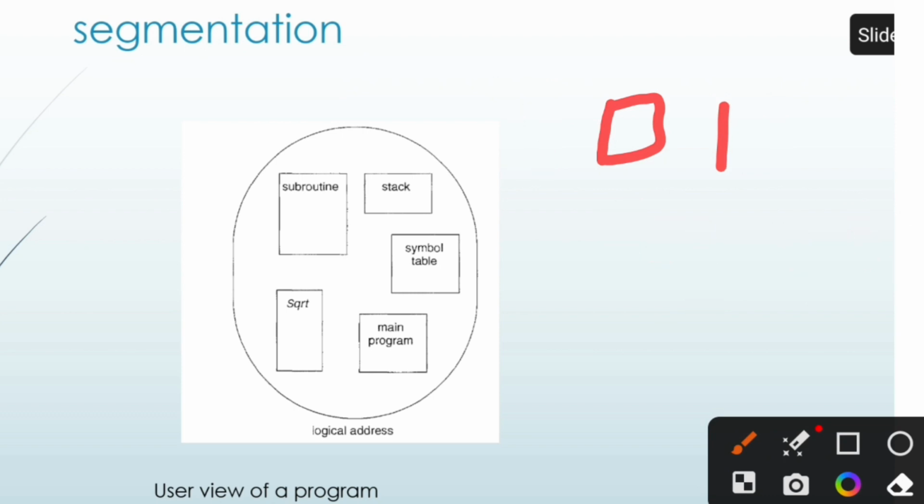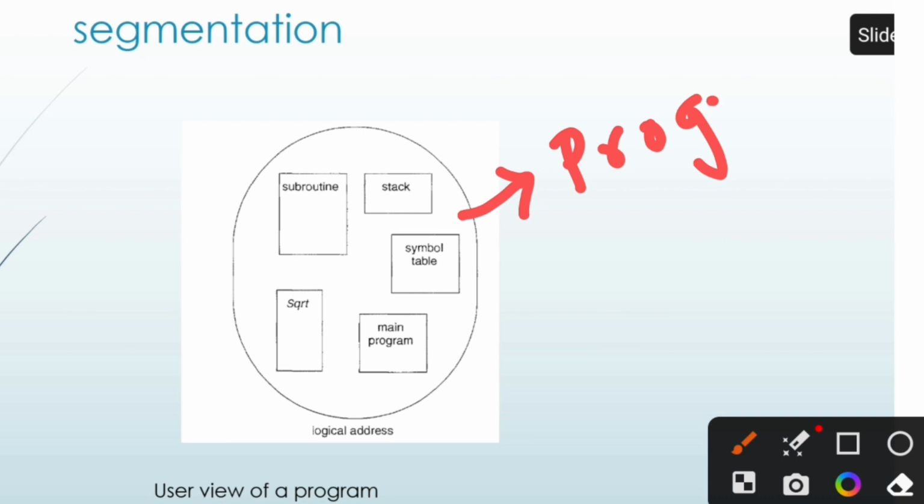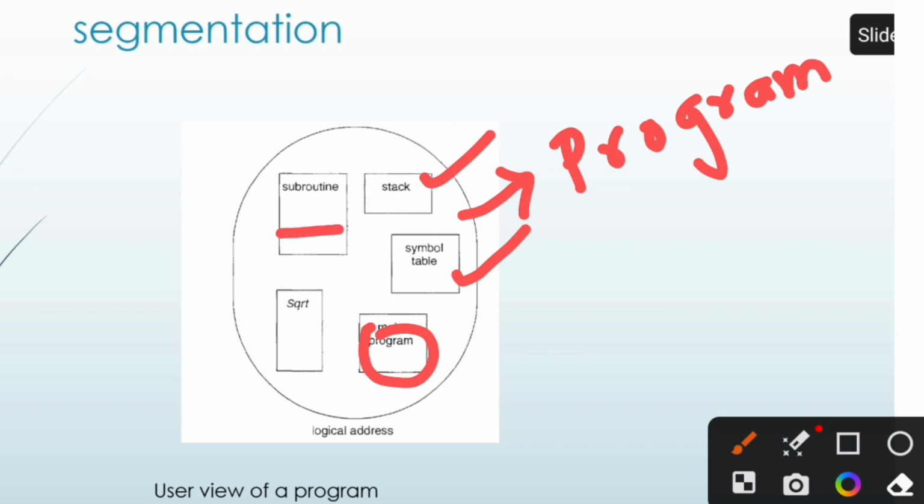Consider this circle represents a complete program. In a program, there are different modules that we have. For example, we have a main function, we have a symbol table, we may have stacks for storing some data, we may have some subroutines that are used for performing a certain task, and we may have a square root function for performing some square root operation, and so on. This is the user module.